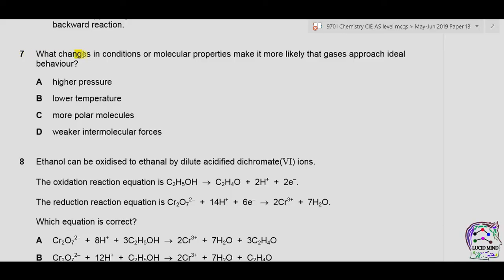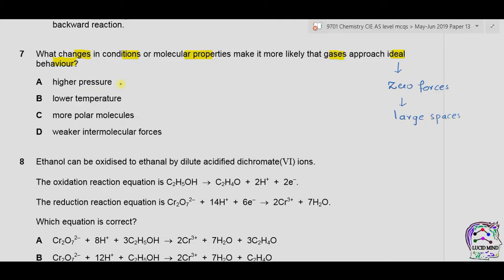Question 7. What changes in conditions or molecular properties make it more likely that gases approach ideal behavior? Now for an ideal gas, you must remember that there are zero forces of attraction or repulsion between the molecules, and there are large spaces between the molecules.